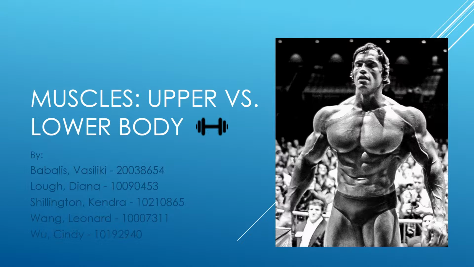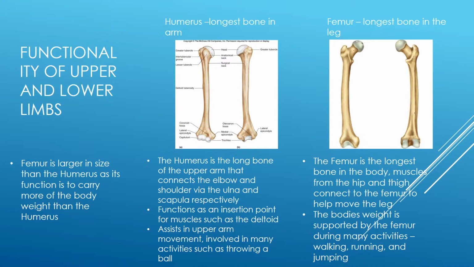Hello and welcome to Group 66 presentation of the upper and lower limb. Let's begin by comparing and contrasting the large bones in the limbs, the humerus and femur.